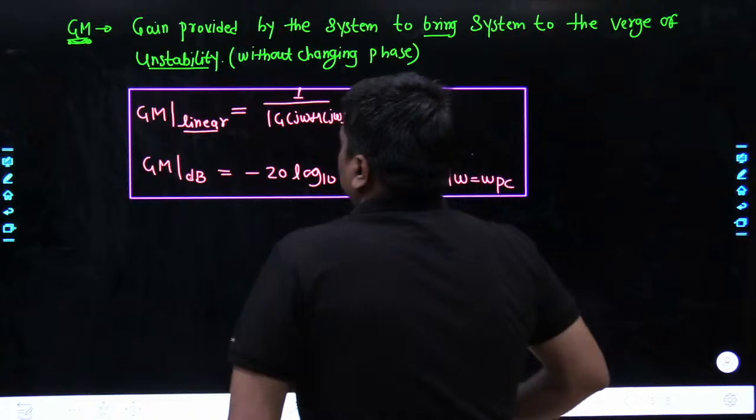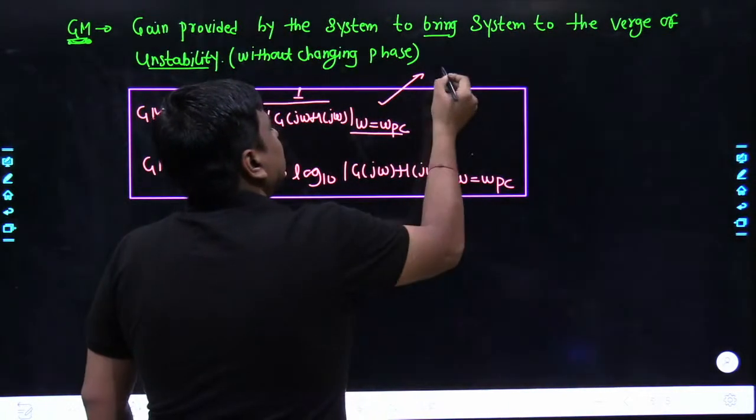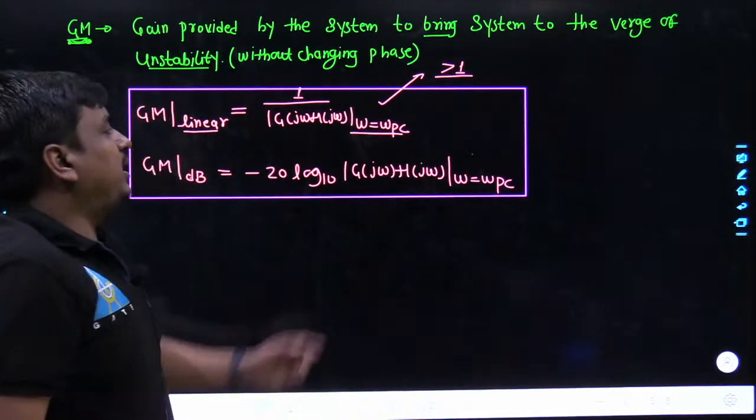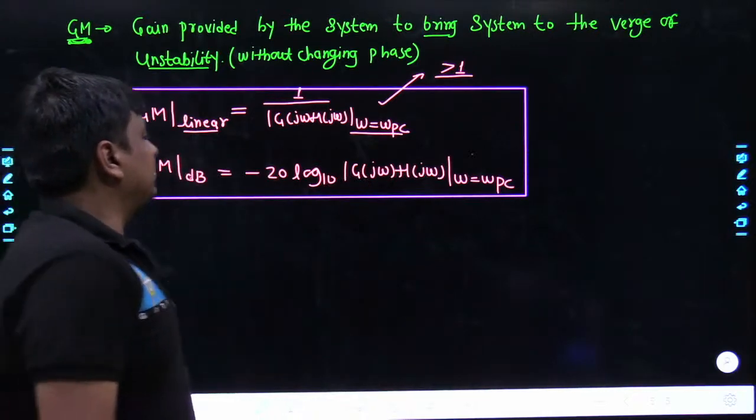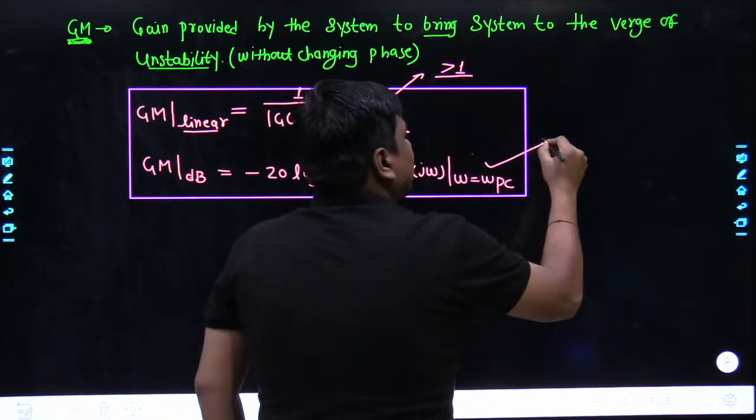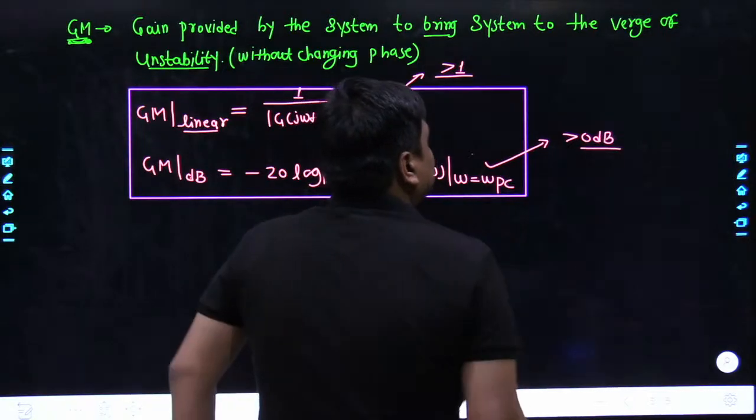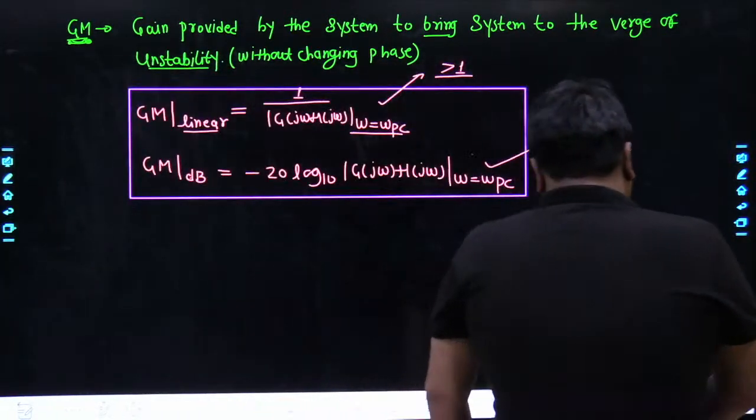And similarly, for a stable system, gain margin has to be greater than 1. And if I take a log of 1, definitely it becomes 0, and hence for a stable system, the gain margin in dBs has to be greater than 0 dBs.